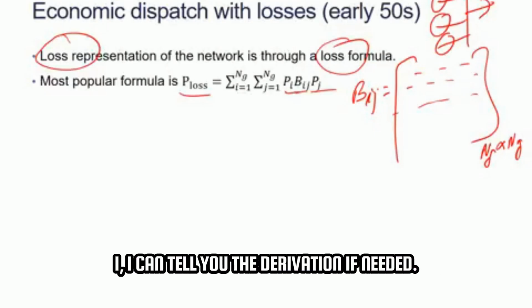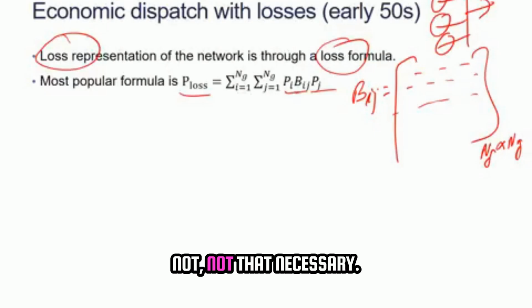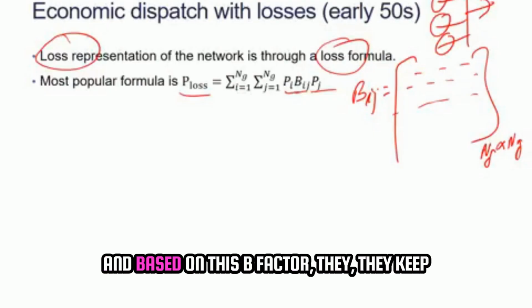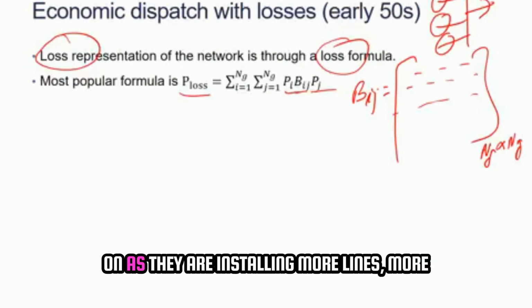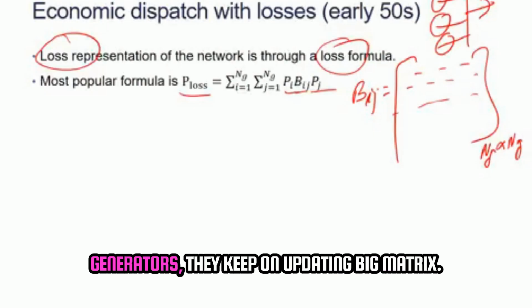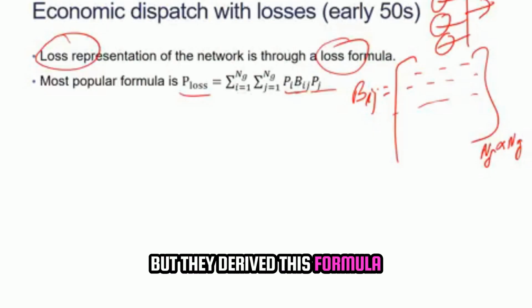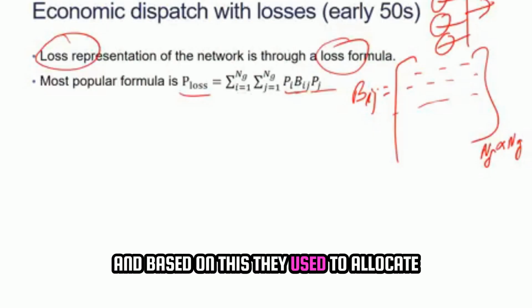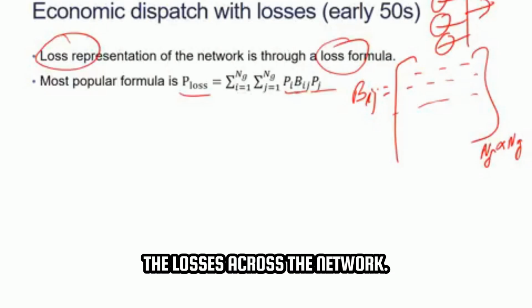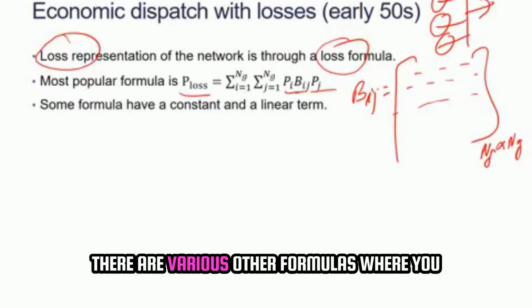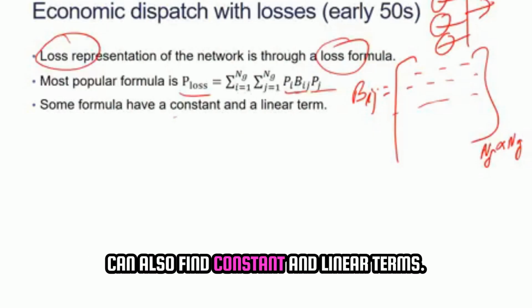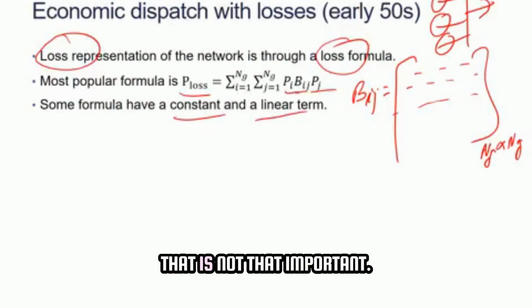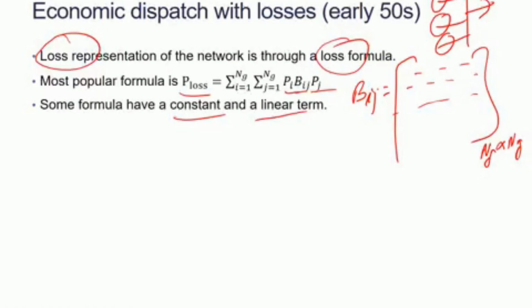I can tell you the derivation if needed, but this is not that necessary. This is the basic elementary formula people derived, and as they install more lines and more generators, they keep updating this Bij matrix. Based on this they used to allocate the losses across the network. There are various other formulas where you can also find constant and linear terms. I'm not going into that. That is not that important. If you understand this, the others you can also easily understand.